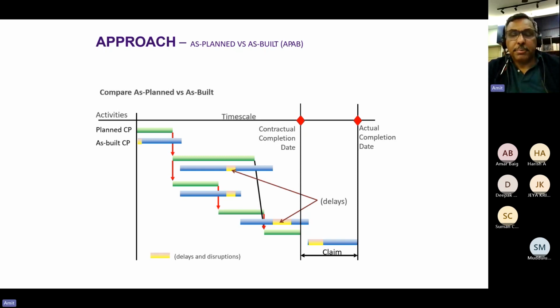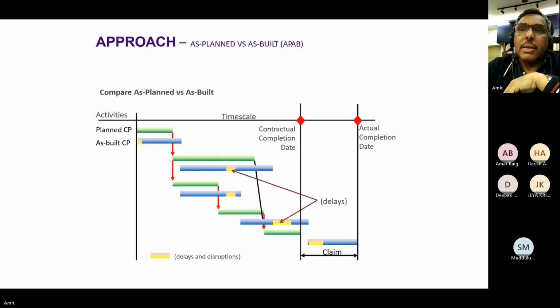Right? That's retrospective. So retrospective EOT, the most simple method is as planned versus as built. Now, this you need not wait for the completion period to be over. You can do it from milestone to milestone and so on. So the baseline for any EOT is your baseline schedule that you have made. Now, once that milestone is over, you know exactly how the events unfolded. So you put the delays in that.